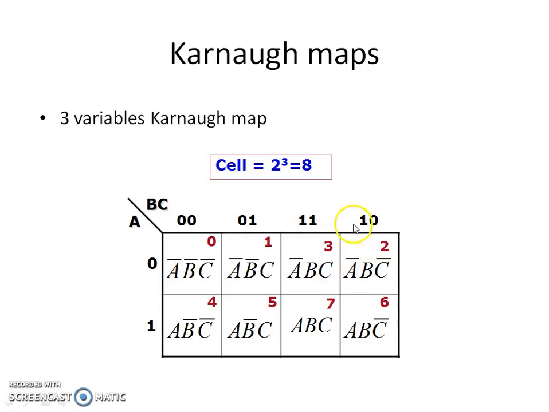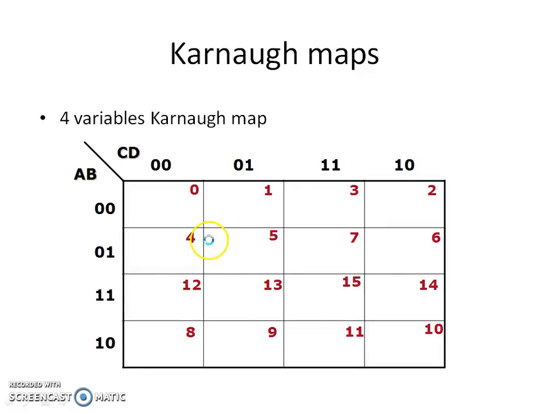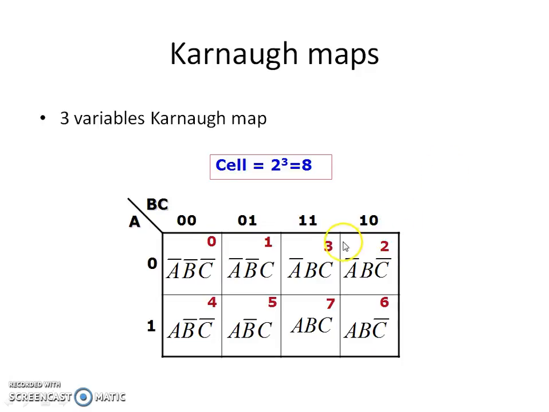Then here b has a value 1 and c has a value 0, so this is b c bar. The corresponding indices are 0, 1, 2 and then 3. Then here 4, 5, 6, then 7.